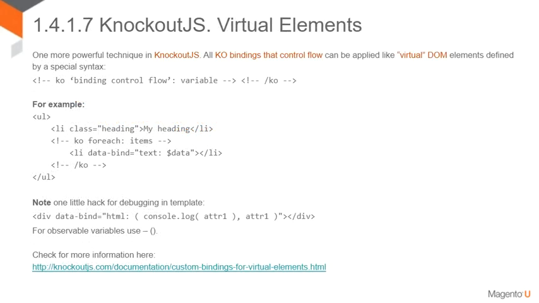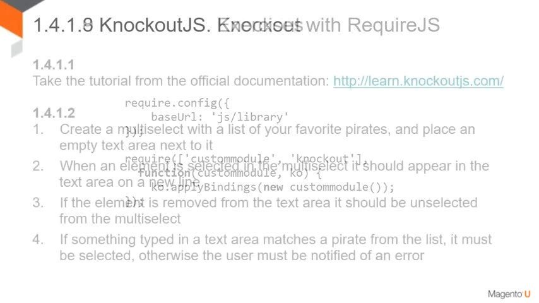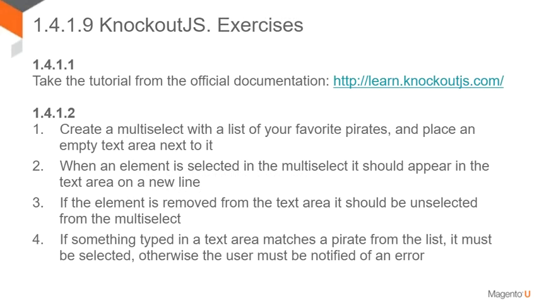One more powerful technique in Knockout.js: all KO bindings that control flow can be applied like virtual DOM elements defined by a special syntax, KO binding control flow variable. For more information, visit the link on your screen. On your screen is an example of Knockout with Require.js. Follow the instructions on the slide to complete this exercise.